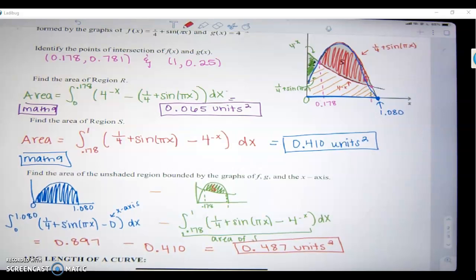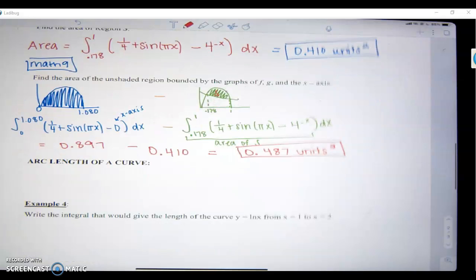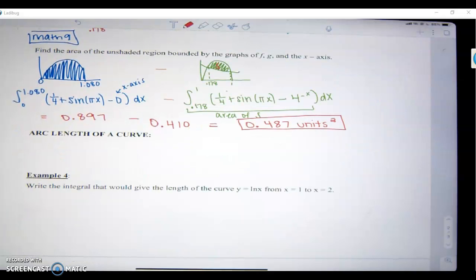Okay, so that is area. Really, it's just area under the curve where you start and stop for your integral. It's the top minus the bottom. Okay. The next thing, just shifting gears a little bit, is arc length. So arc length tells you the length of a curve. So this is just kind of thrown in here.